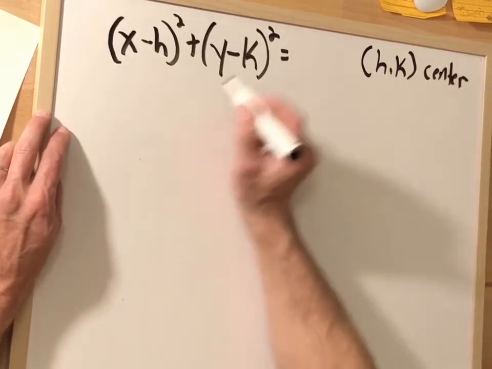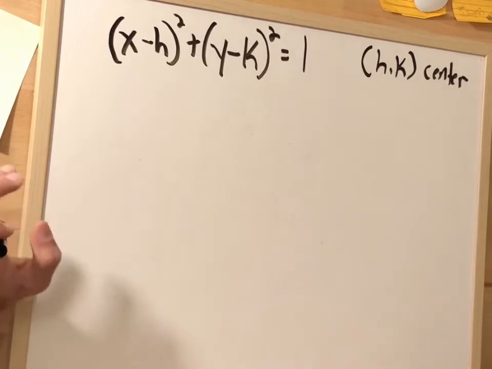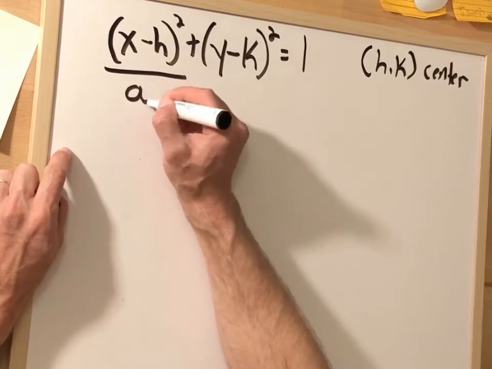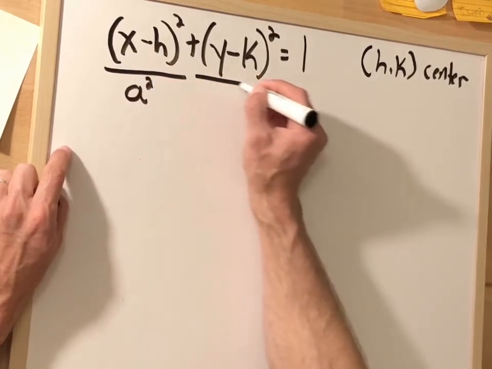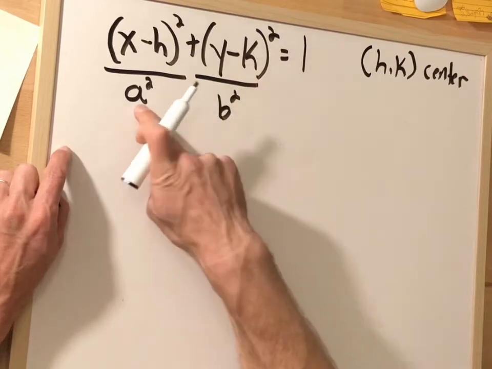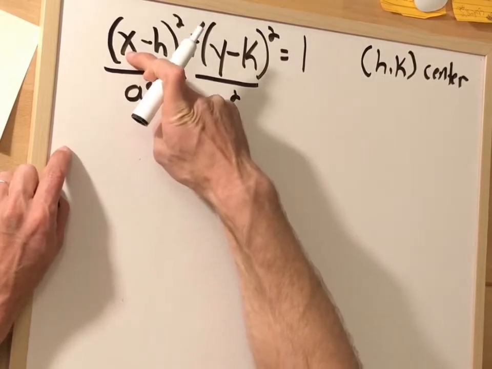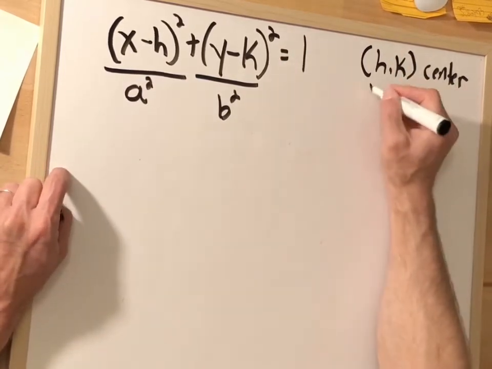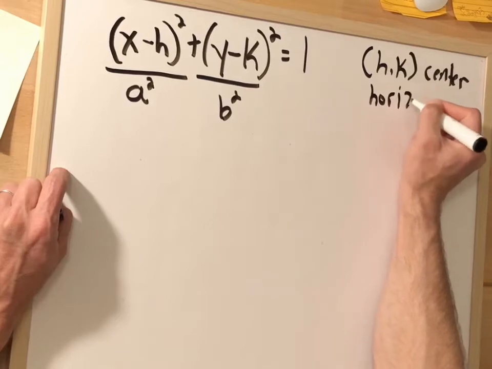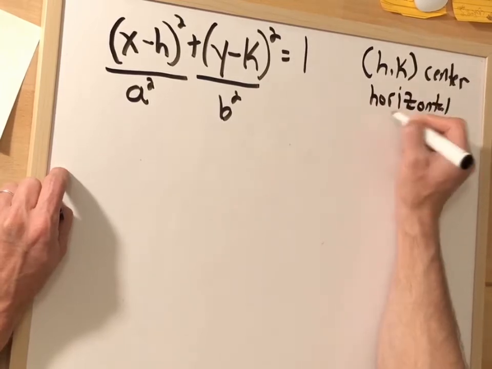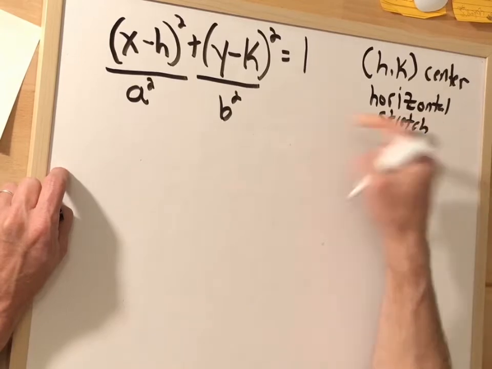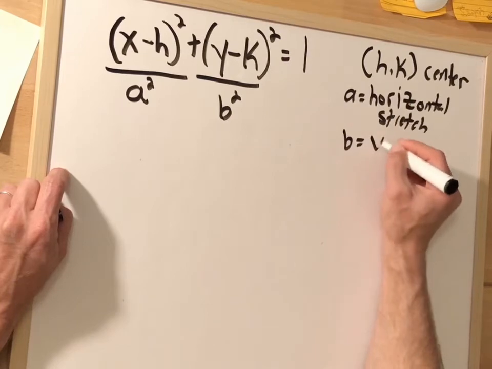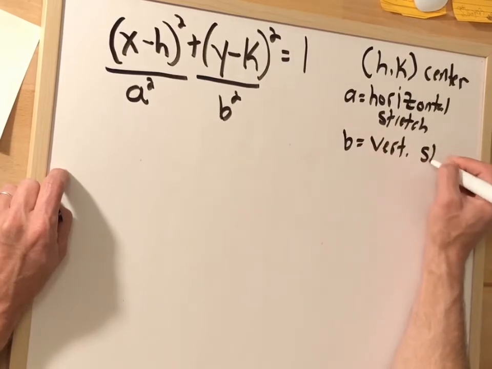Now, the way an ellipse works is it's always equal to 1. But you divide this by something called a squared, which is on your notes, and this is divided by b squared. Now, if you square root this number, since it's under the x, your x goes left and right, which is your horizontal stretch. And if you square root this, your b is your vertical stretch.